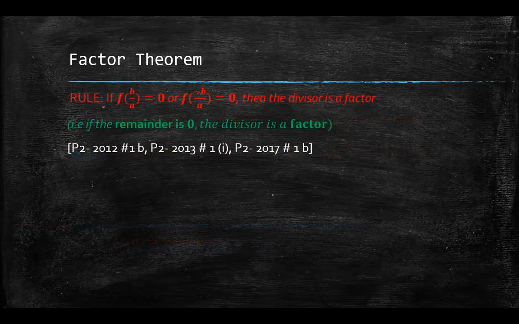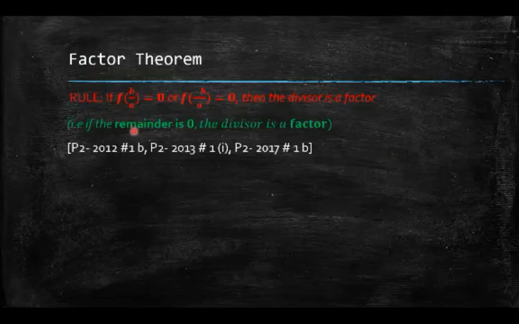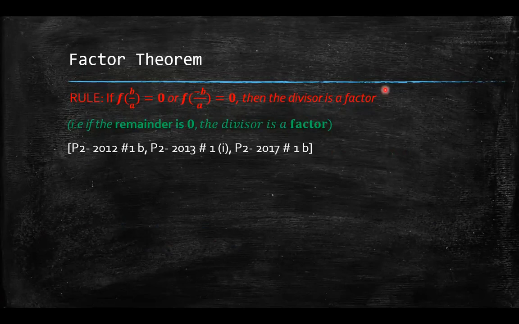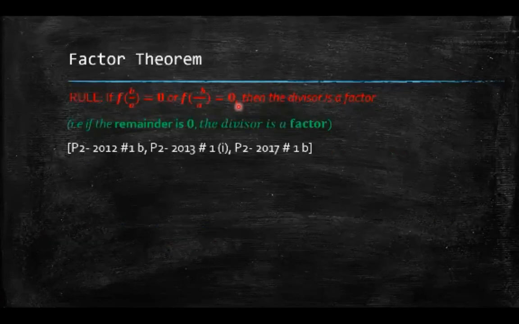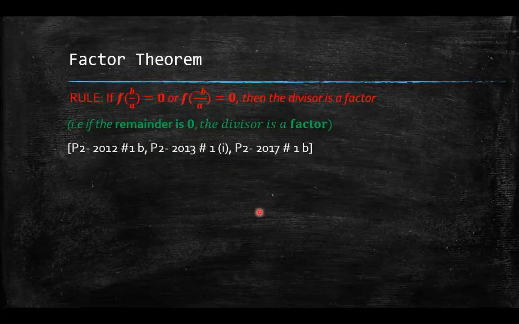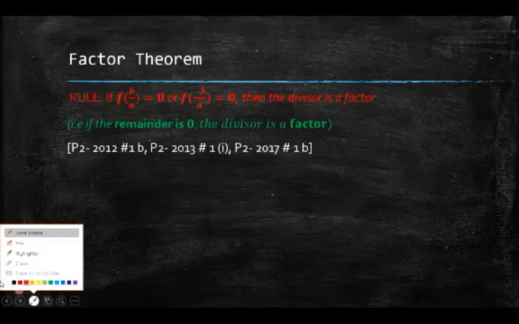Factor theorem now. So what exactly is the factor theorem? Well, it's very similar to the remainder theorem. The factor theorem tells me if f of b on a is equal to 0, or f of minus b on a is equal to 0, then the divisor, whatever divisor they gave me, is a factor. So what does this whole rule mean? In simple language, with all these symbols: if I get a remainder that's equal to 0, that means that my divisor is a factor. If it's not equal to 0, it's not a factor. But if the remainder is equal to 0, then it is a factor.